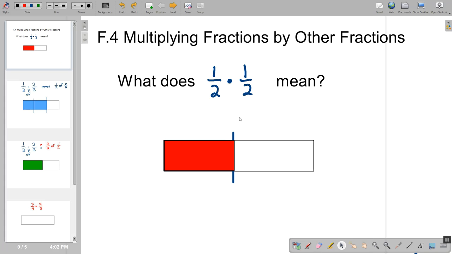Now, let's imagine for a second that this is a candy bar. I brought in the candy bar and I had half of it to start, which I drew in a picture right here. If I want a half times a half, the word "of" is the same thing as multiplication. Therefore, what this problem is actually asking us to do is take half of a half.